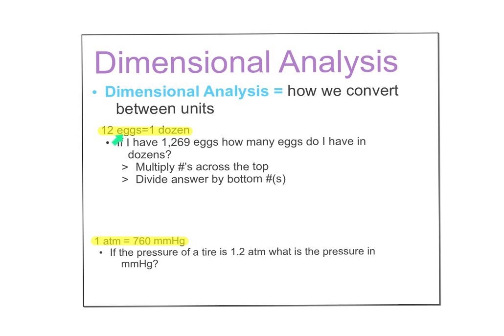So, for example, do we all agree that 12 eggs equals 1 dozen? If I have a dozen eggs, do we agree that that's like saying I have 12 eggs, they are exactly the same? That's called an equality statement right there, when we have 12 eggs equaling 1 dozen. So, if I ask you, I have 1,269 eggs. How many eggs do I have in dozens? Most of you can probably do this just using your calculator real quick, but I'm going to show you a process, a format when we do dimensional analysis. So I always start with the number that's given in the question, 1,269 eggs.